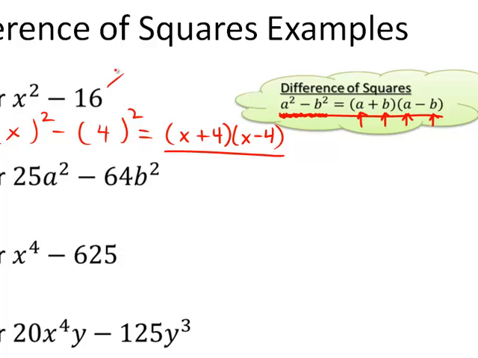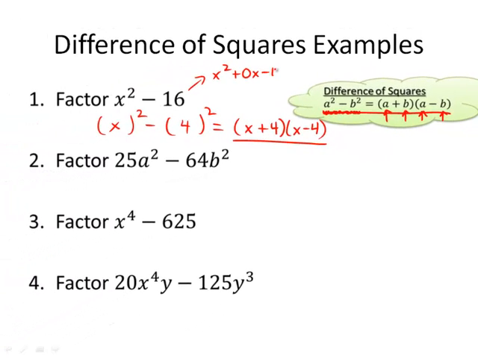However, you may notice that if you want to back up, you could write this as x squared plus 0x minus 16. You could find a product and a sum and so on, and you would get to this. So you can try that if you'd like to convince yourself. Another way to check is to multiply this out, and you'll notice your middle terms cancel and you're back to the expanded form.